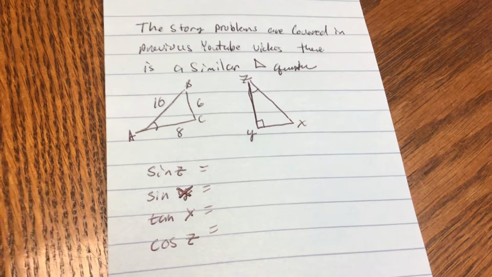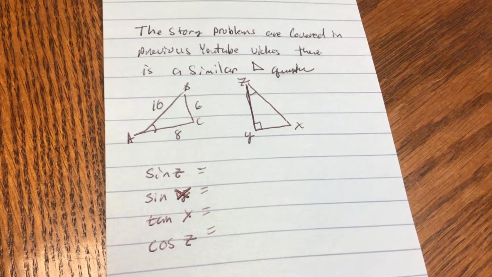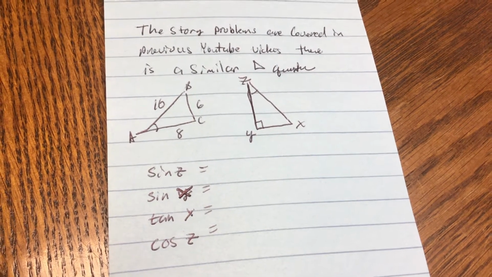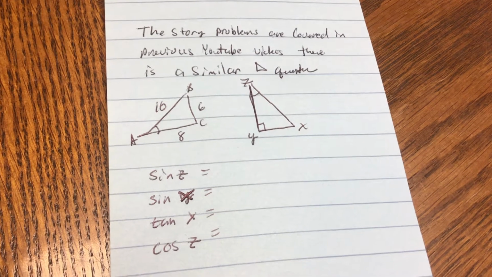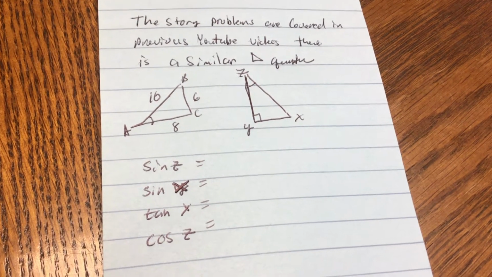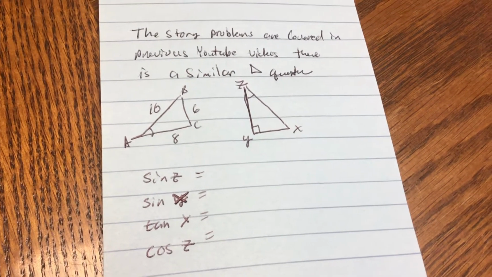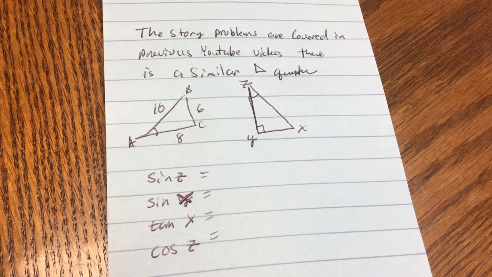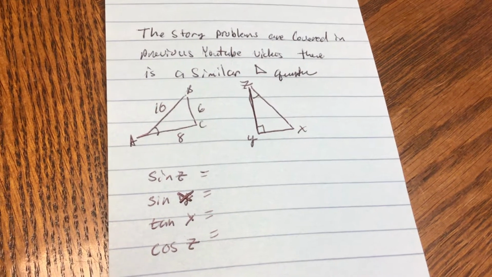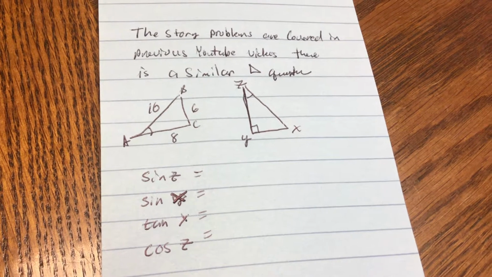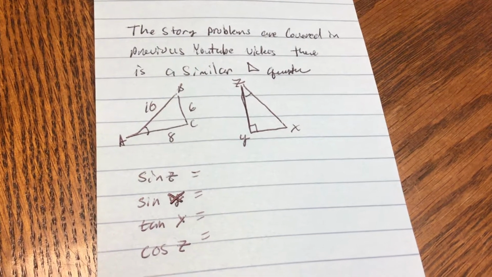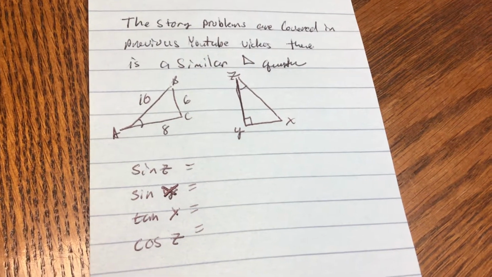This is a very small review. If you look at the video where we have the ladder and the bike rack, the SOHCAHTOA help that I gave on that, the other video that I did in school on SOHCAHTOA, and also the Pythagorean theorem videos, those will all help you on this test. The story problems are covered in the previous YouTube videos, and there is a similar triangle question that looks kind of like this.